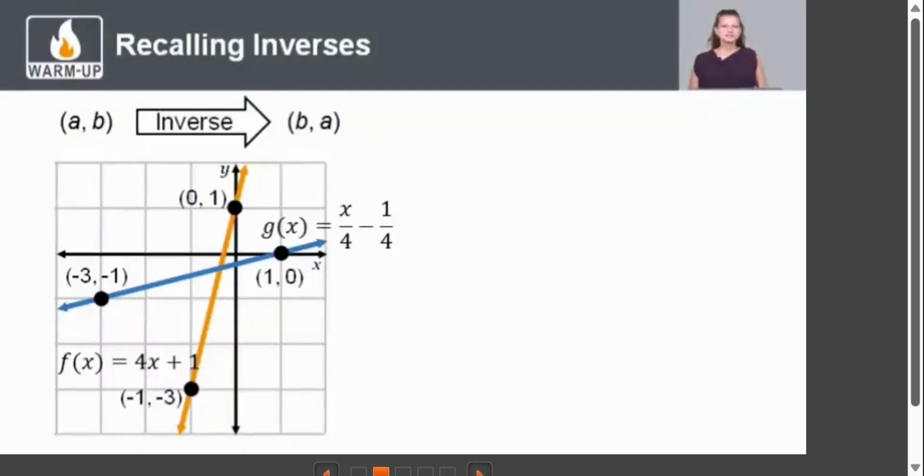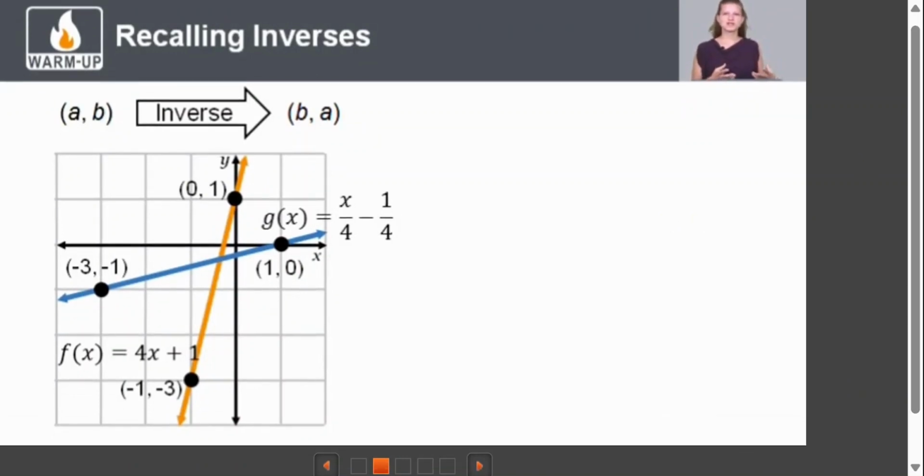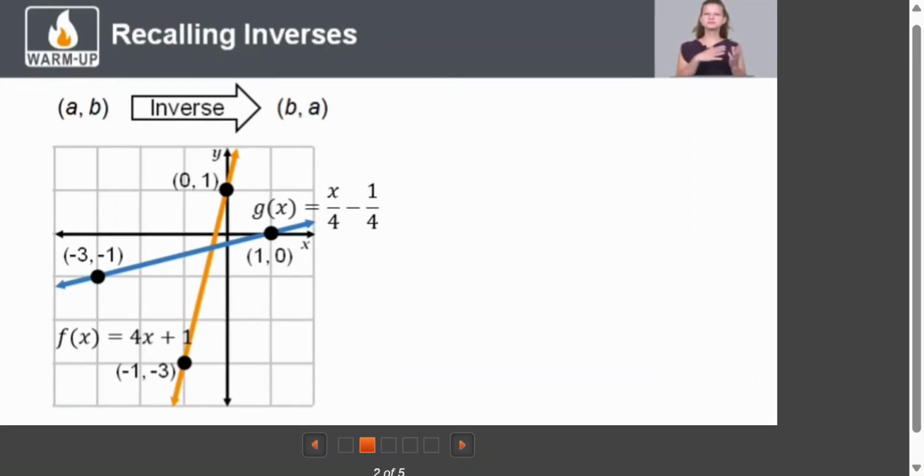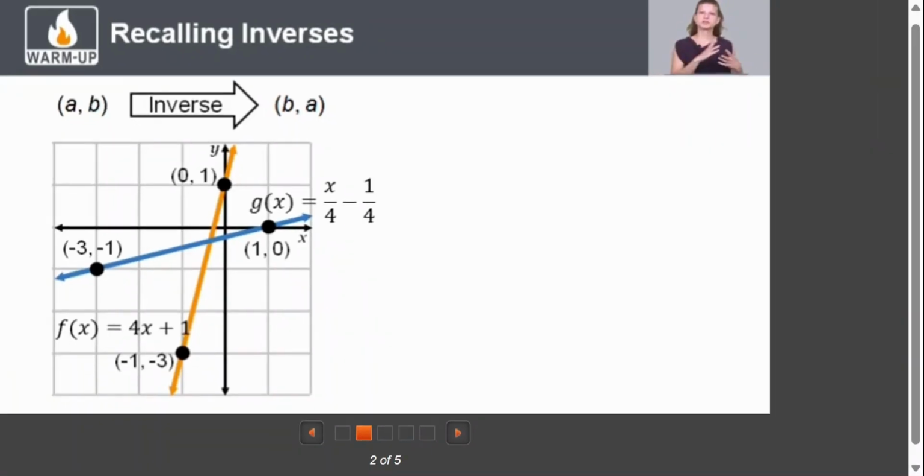Recall that when you find the inverse of a function, what you're doing is you're interchanging your x and your y coordinates. So if your original coordinate was a comma b, your new coordinate is b comma a. Your domain became your range, and your range became your domain.